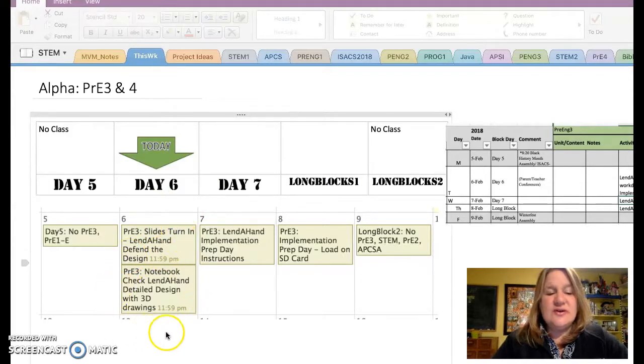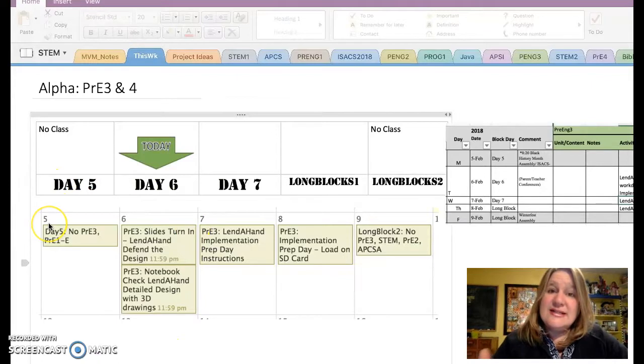And then we're also going to do a notebook check for your detailed design, which we had delayed to this week. And I would like to have you include as many of those detailed design drawings as you can. And that's probably going to be the bulk of your work today. Let me take a look at the rest of the week with you, and then we'll pop over to Schoology and look at today's specific assignments.